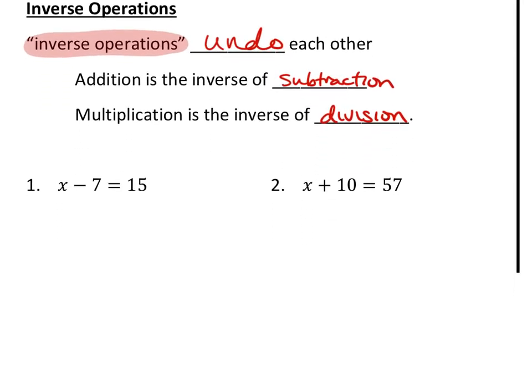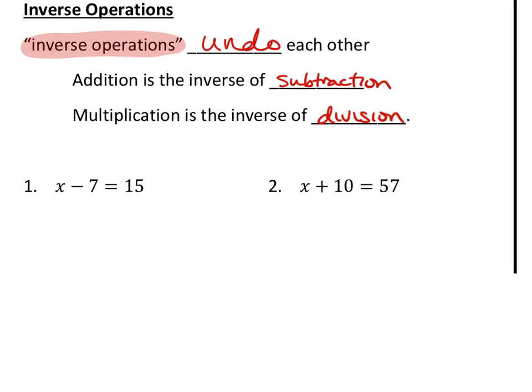Okay, if you look at examples number 1 and 2, they are equations that we're going to try to solve using inverse operations, operations that undo each other. So if we look in the first one, we have x minus 7 equals 15. We want to get the x by itself, so this negative 7 or minus 7 we need to undo. Well, the undo or the inverse of subtraction is addition. So we're just going to add 7 to each side, because what you do to one side of an equation, you must do to the other.